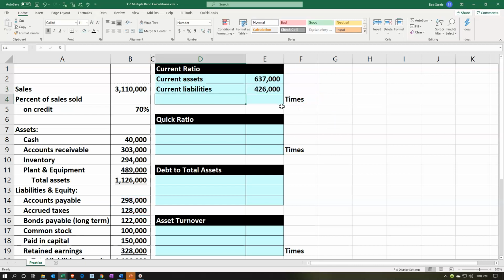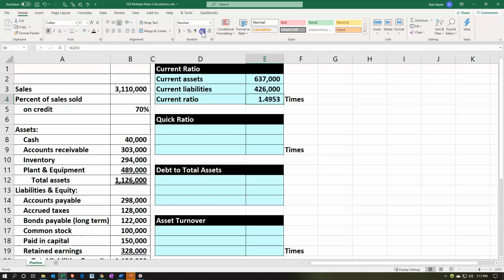So then we're going to say this will be the current ratio. I'm going to go ahead and divide this out to pick up the current ratio. This is going to be equal to the 637 divided by the 426. Now I'm going to format this cell so we can see some decimals. Home tab, numbers group, adding a couple decimals.